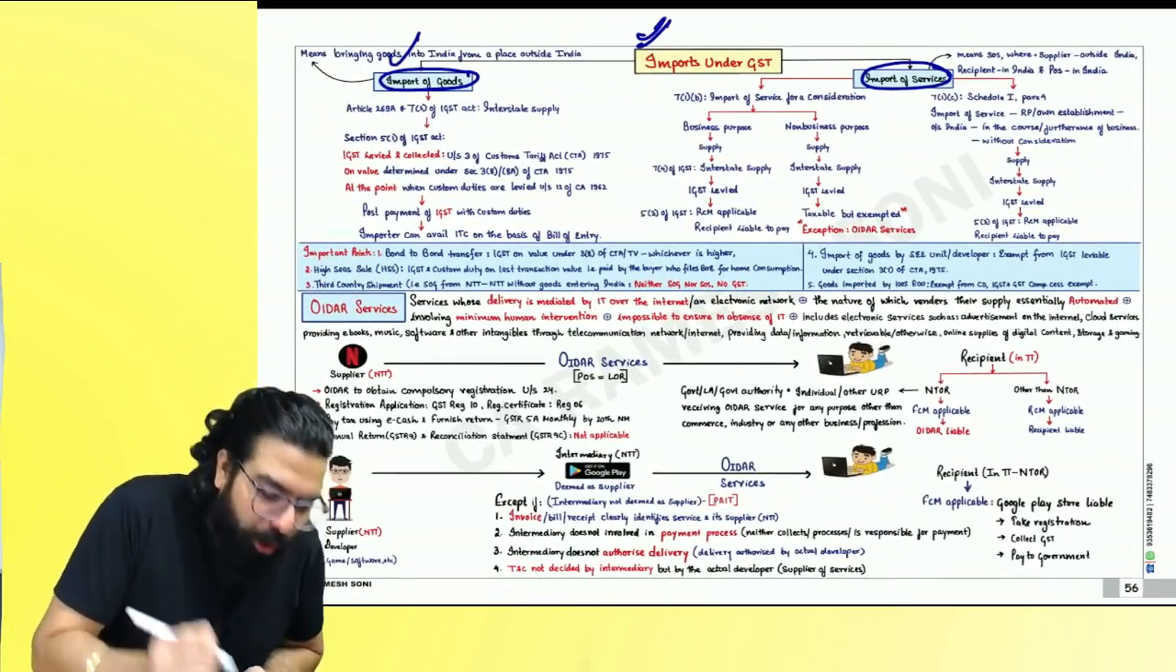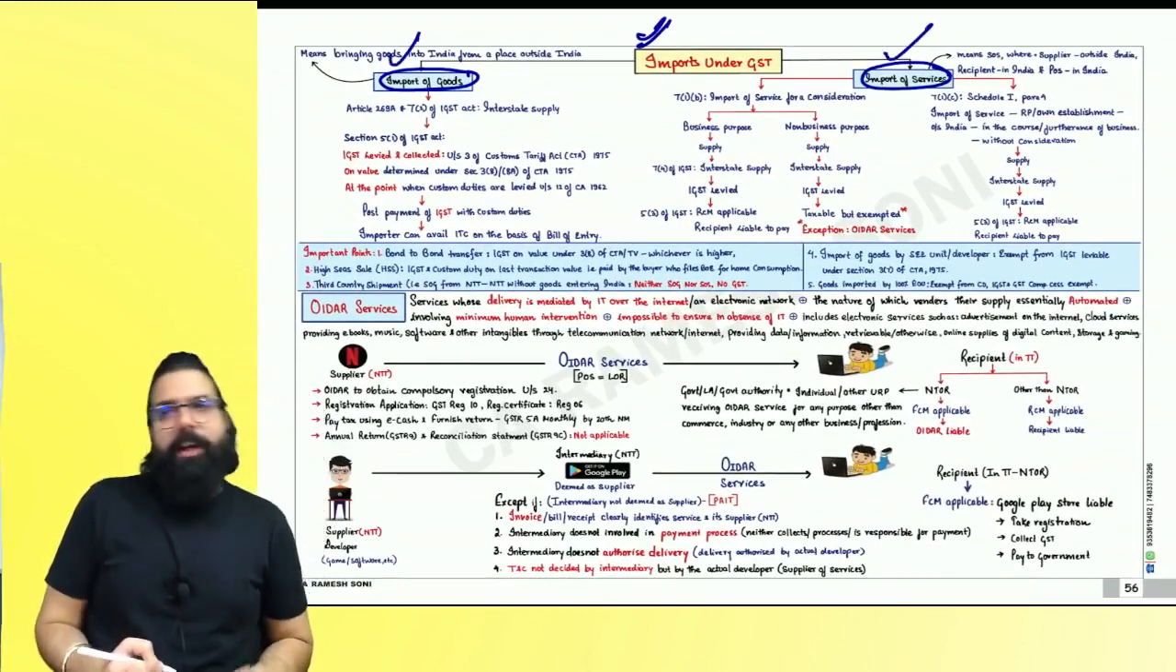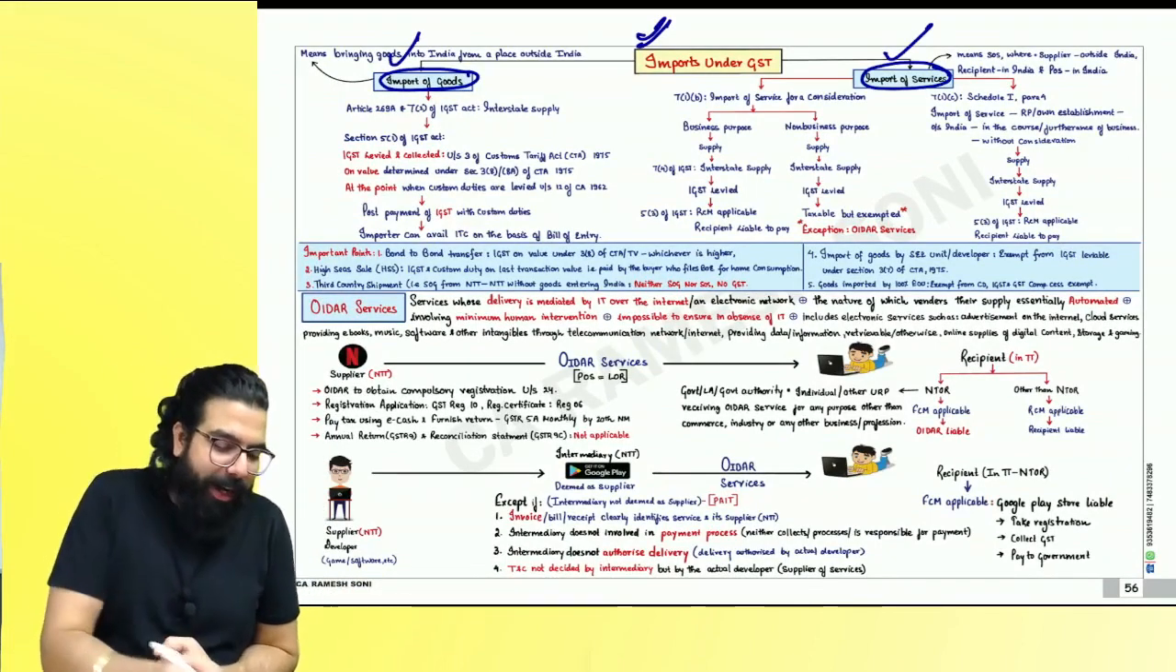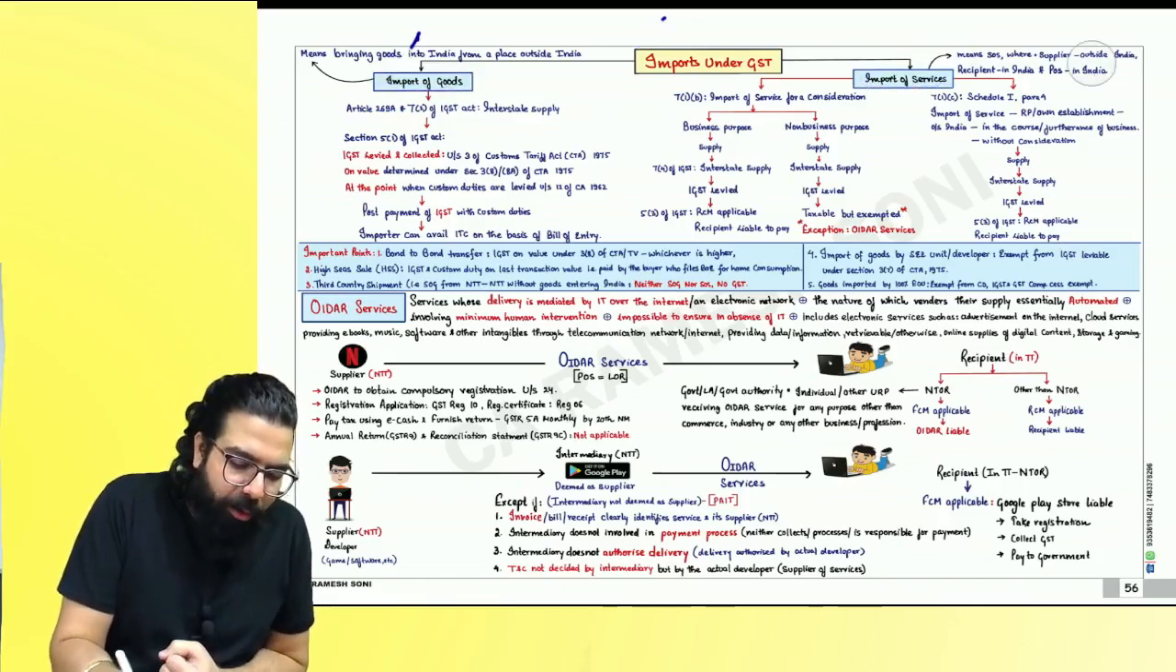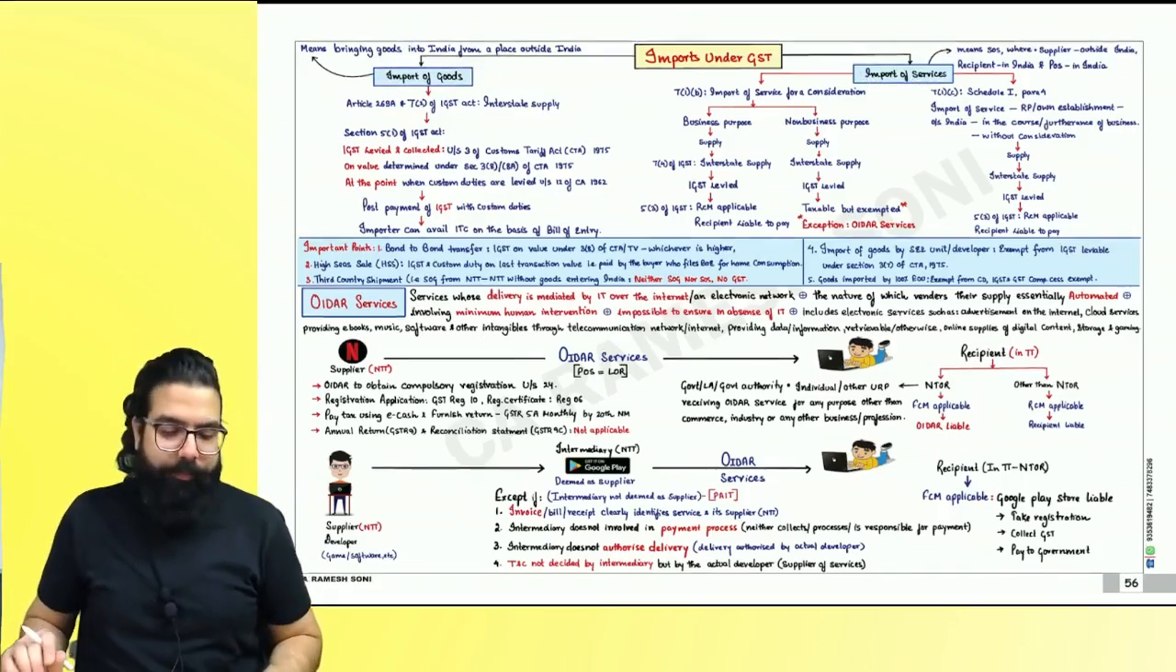Imports can be of goods. Imports can be of service. Let's go ahead and understand imports under GST, everyone. Please come to your chart.